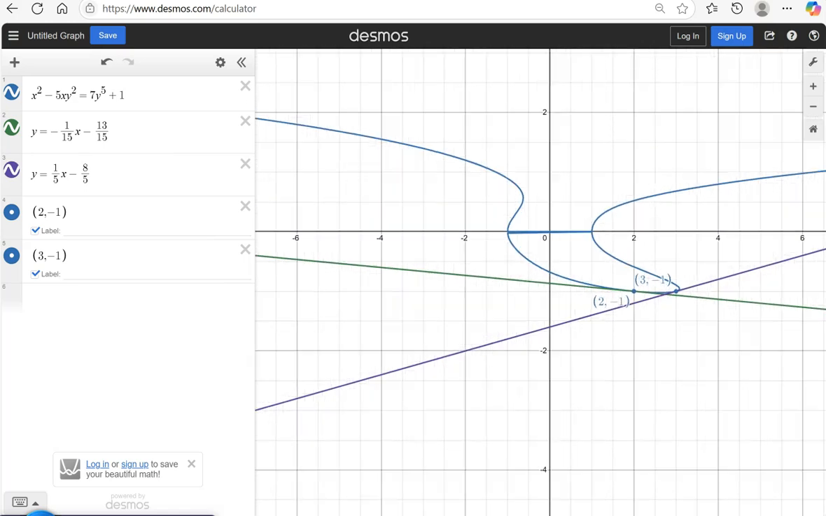So we can absolutely find tangent lines to relations, and implicit differentiation is going to be the tool that allows us to do that.